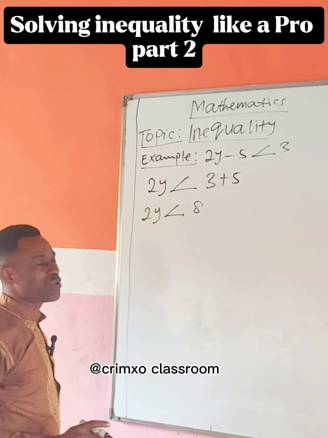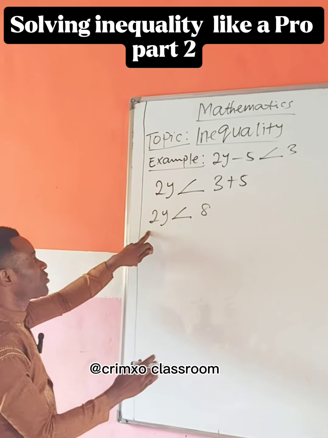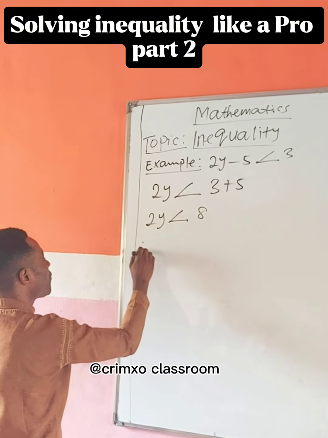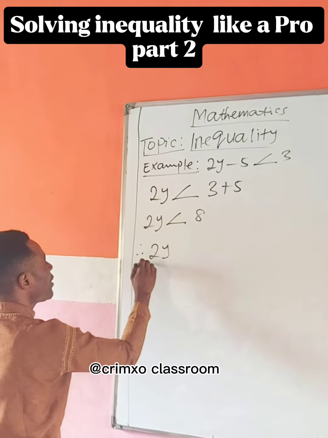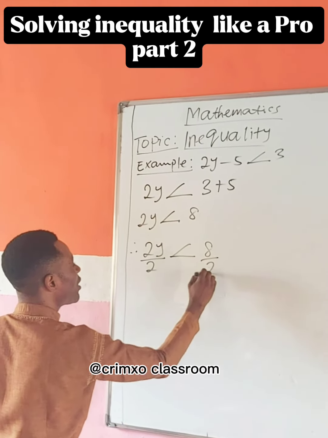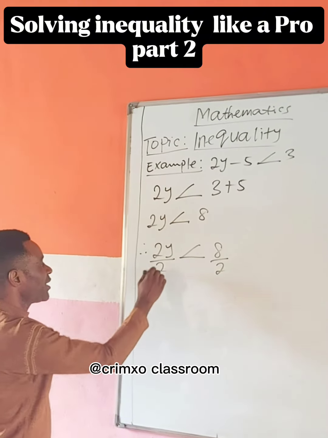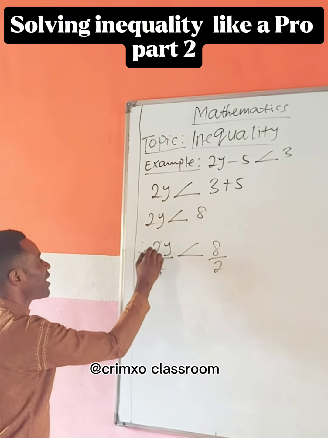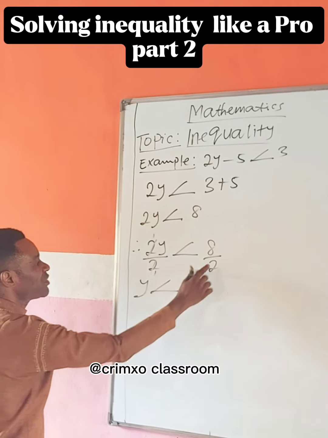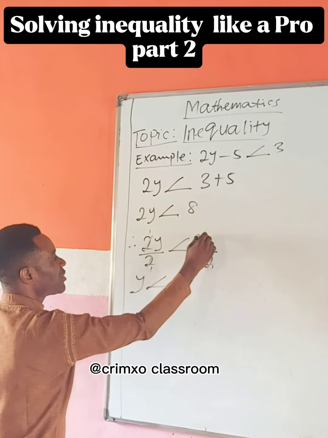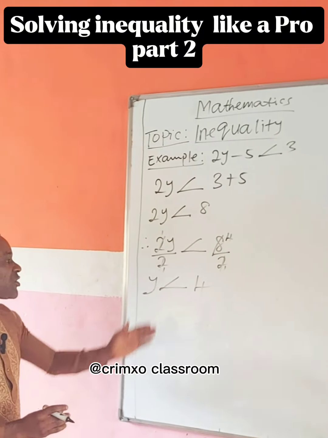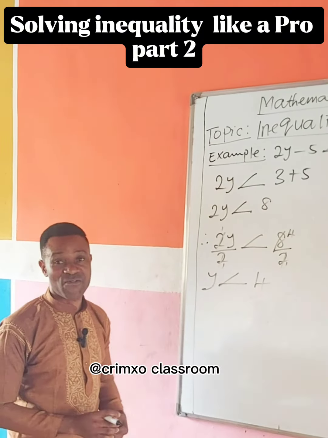So what is the next thing to do here? We divide both sides by the coefficient of what? Y, which is 2. So we now have, therefore, 2y over 2 less than 8 over 2. So we're 2 here, 1, 2, divide these two, 1. So leaving what? Y less than 2 divide itself, 1, and 2 divide it, 4. So our final answer is y less than 4.